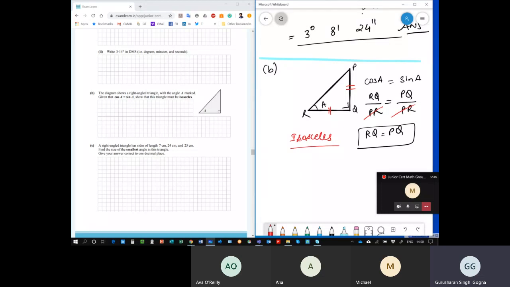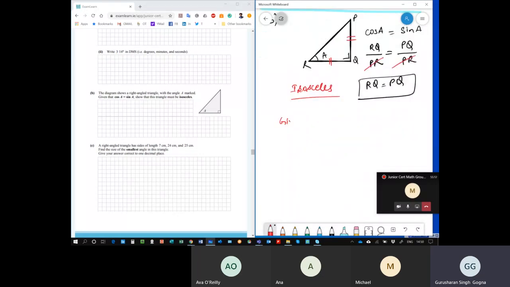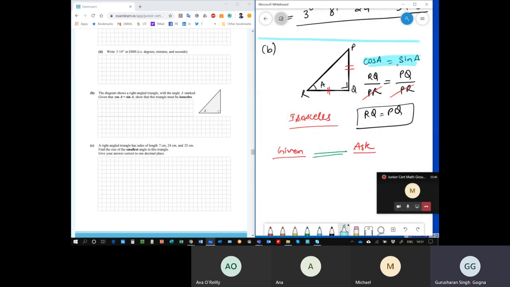See, in mathematics, if you see any problem, it's the same thing. They will give you something, and they will ask you to solve something or find out something. You need to create a bridge between what you know and what they want. So what you know in this question is this. What you want is this. So you just have to create a bridge using concepts, types of triangles. Very good, no worries.